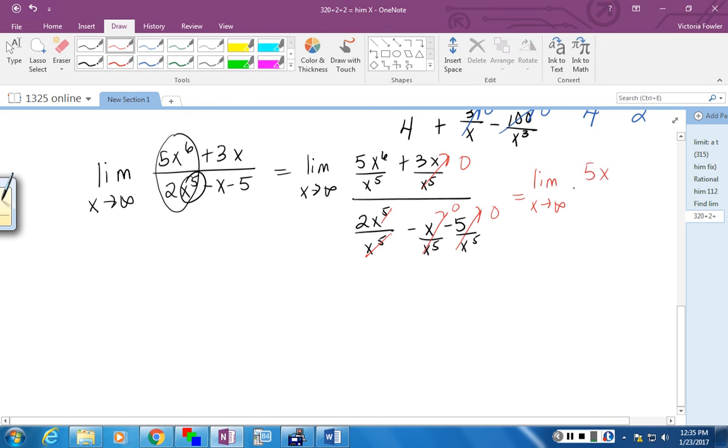I've got 5x over 2. And now let's think about what happens if I plug in a really big number for x. So I'm thinking about infinity here. Well, 5 times a really big number divided by 2 is still a really big number. And so this actually would have the limit as positive infinity. And if you had to plug in negative infinity, well, 5 times a really big negative number divided by 2 is still a really big negative number. So you'd be able to do these examples with positive or negative infinity here.